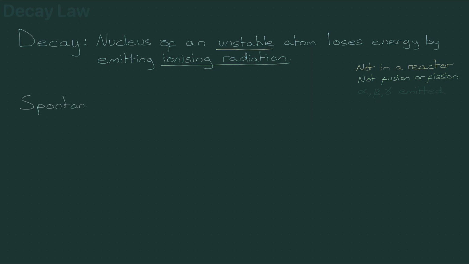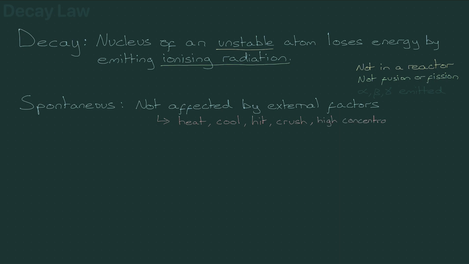Spontaneous. As said, decay is happening in unstable nuclei, and so it will just happen, sometime, or never. Spontaneous means that the decay is not affected by external factors. If we heat up the radioisotope, the decay rate stays constant. Cool it down, no change. Hit it, no change. Crush it under high pressure, no change. Put it next to lots of other decaying nuclei and still no change. Spontaneous means it can happen, but we can't control when.